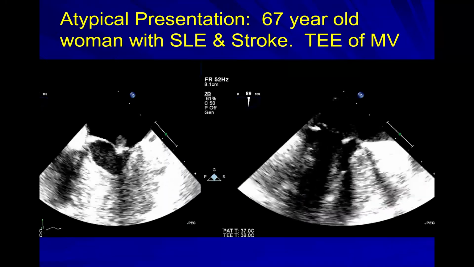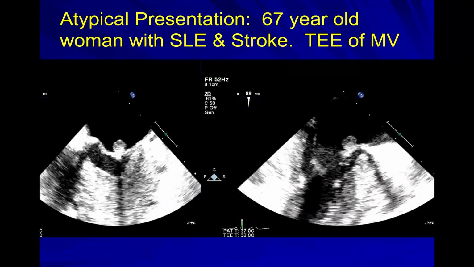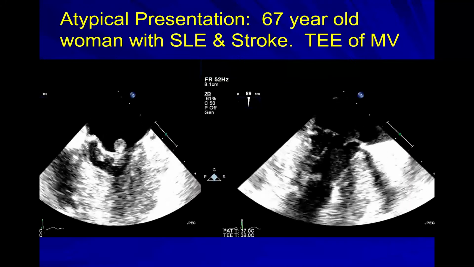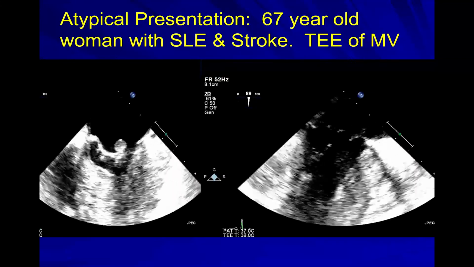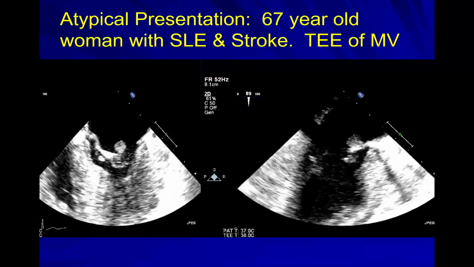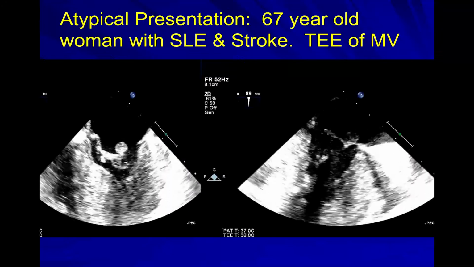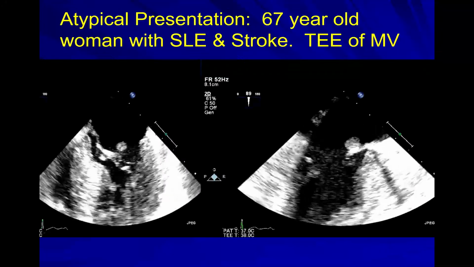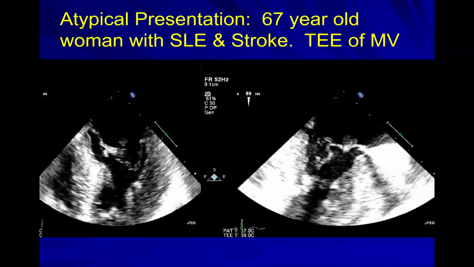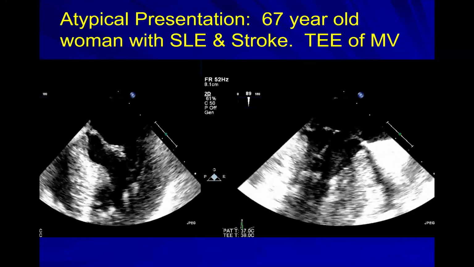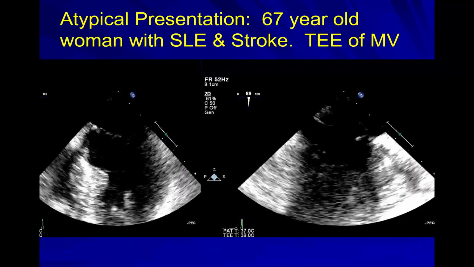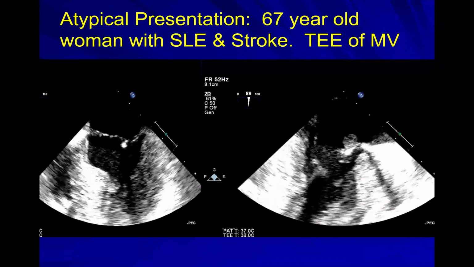So I'm going to end with a very atypical presentation of somebody with a stroke. This is a 67-year-old woman. She has lupus and she had a stroke. This is a picture of her mitral valve. You see a very homogeneous mass, tightly adherent to her posterior mitral valve, and it's on the atrial side, so the low flow side.